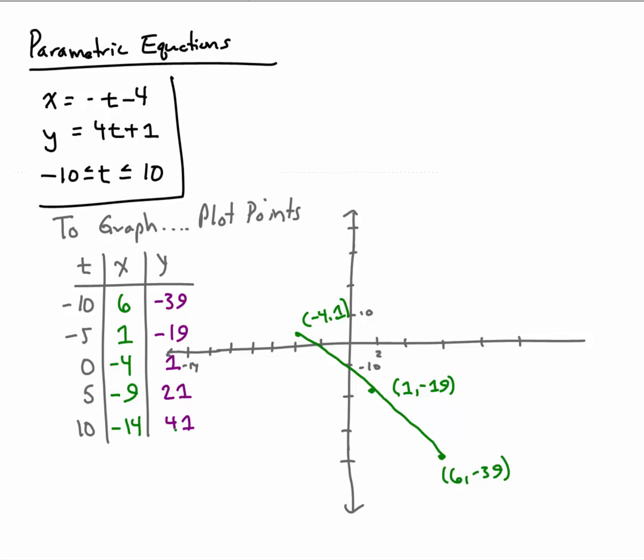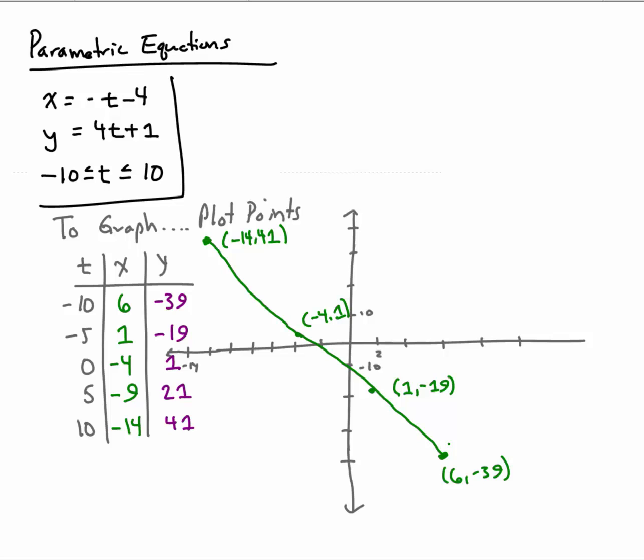And then my last one would be 10, or sorry, negative 14, which is clear over here, and then clear up here at 41. Now I want you to notice that we don't have arrows on the ends of these lines because our domain is restricting us from x equal 6 on my positive side to x equal negative 14 on the negative side because my t values are restricted between negative 10 and 10. So these are endpoints, they're not arrows. These do not continue on indefinitely in either direction.